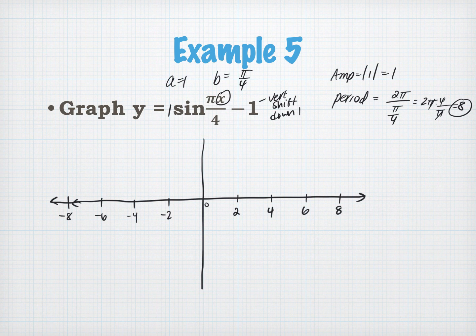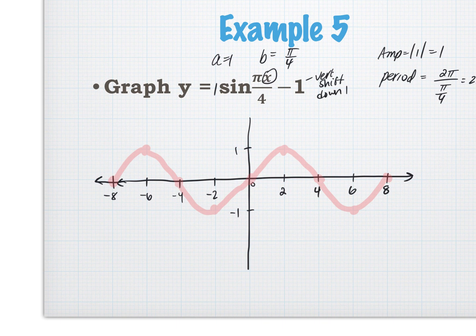And again, the basic sine wave with an amplitude of 1 is going to look like it did in the last slide. It's going to be 0, 1, 0, down, up. There's the right side, and then down, up, down. And this will be the wave over here. Now, because it's a shift down, every one of these points now has to go down 1. Down 1, down 1, down, down, down, down, down, and down.